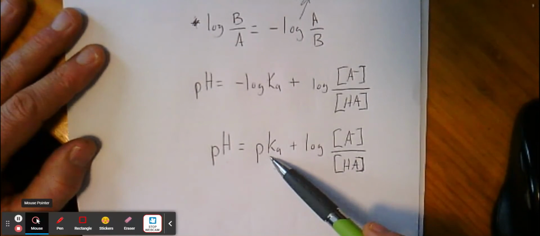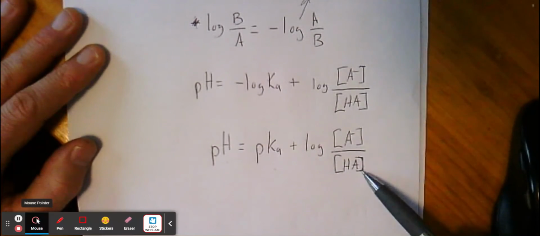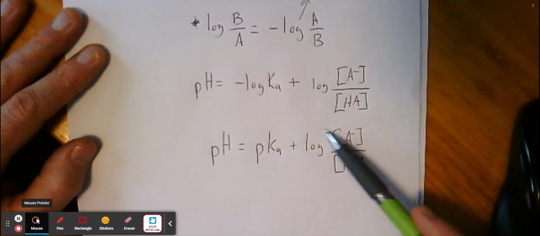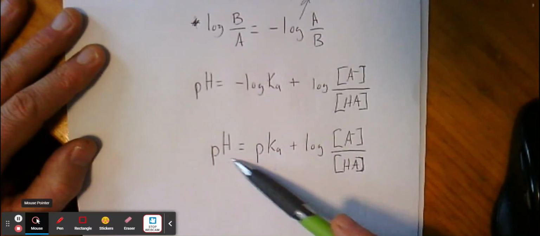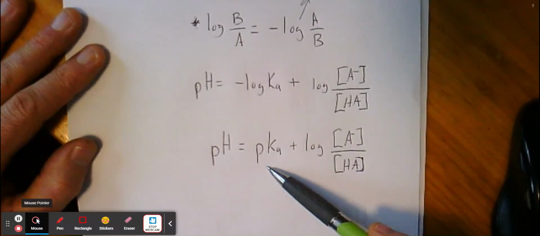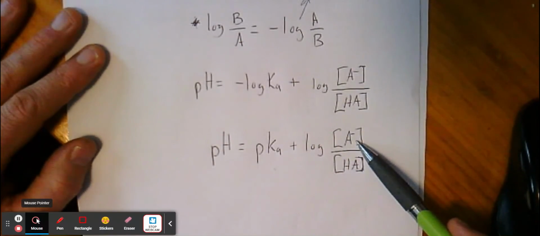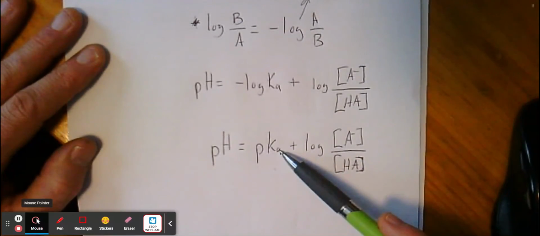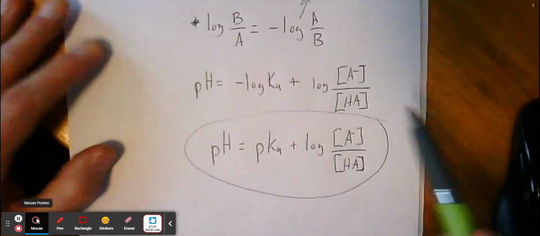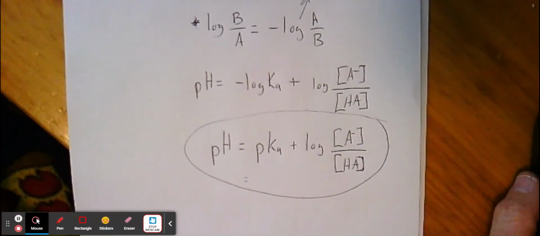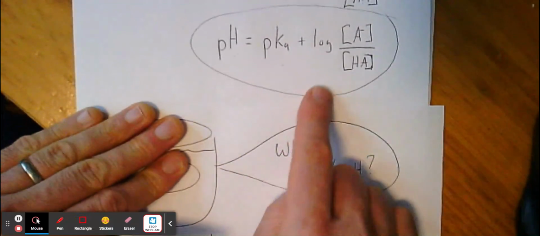All right? And when you've got more conjugate acid, this factor becomes negative, and that's going to make your pH drop below your pKa. When I've got more conjugate base, this factor becomes positive, and it makes your pH go above your pKa value. All right, but that is the Henderson-Hasselbalch equation, and that's what we're going to use to calculate the pH of a buffer.